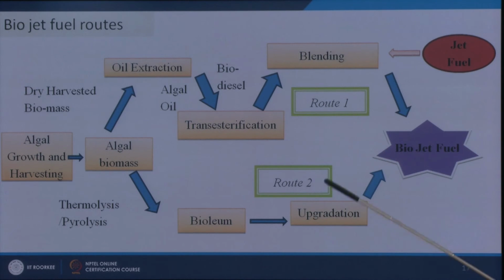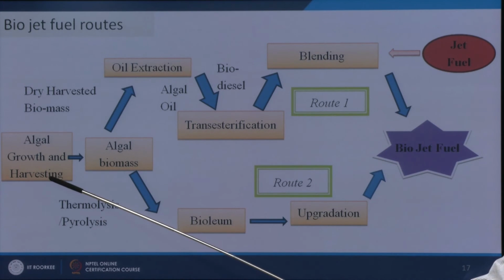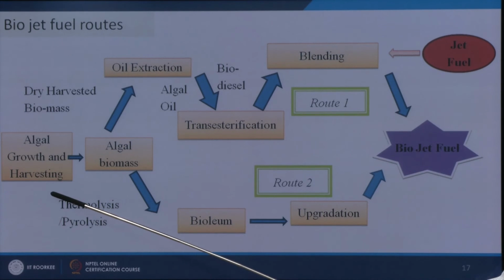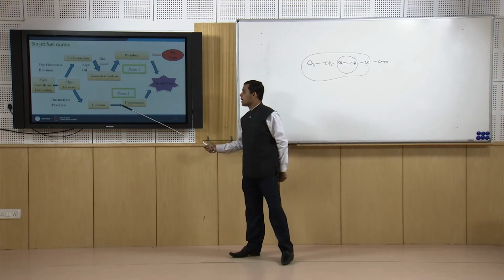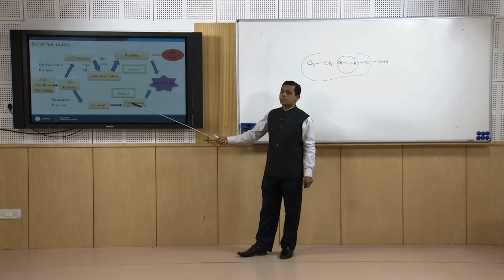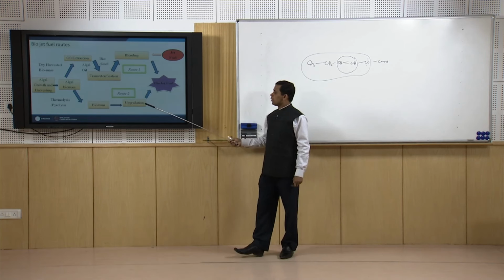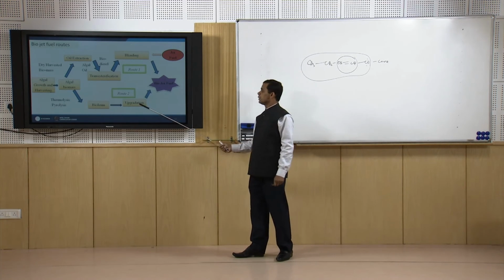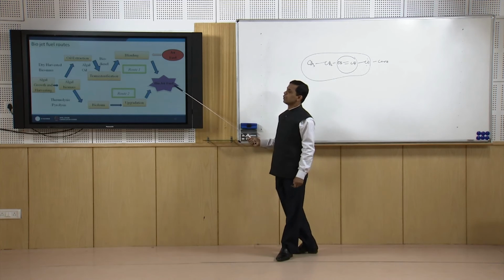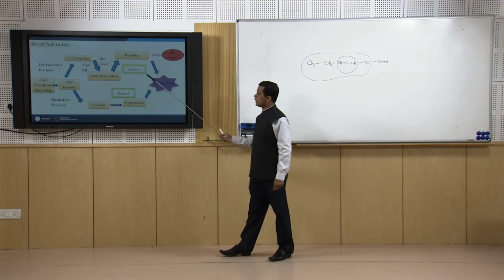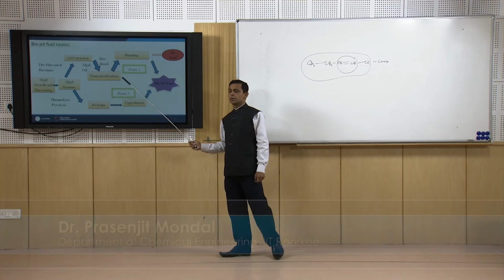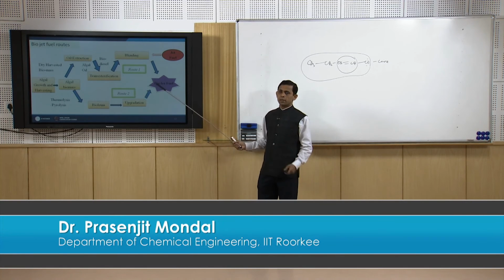Another route is there, we can get algal biomass after harvesting, and then algal biomass can be processed through thermolysis or pyrolysis, and then we will get some bio oil. So that bio oil can be further upgraded, but this upgradation is not transesterification, it is hydrogenation. So hydrogenation or other methods can be used for the upgradation in spite of transesterification, and so biojet fuel can be obtained. So these are two basic routes people are investing in for the development of biojet fuel from the microalgal biomass.